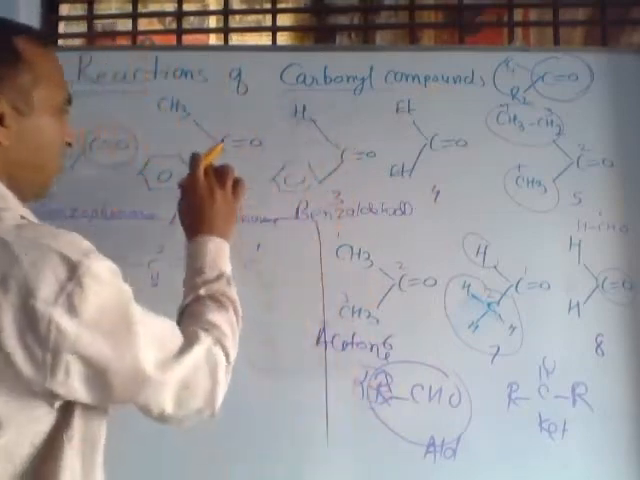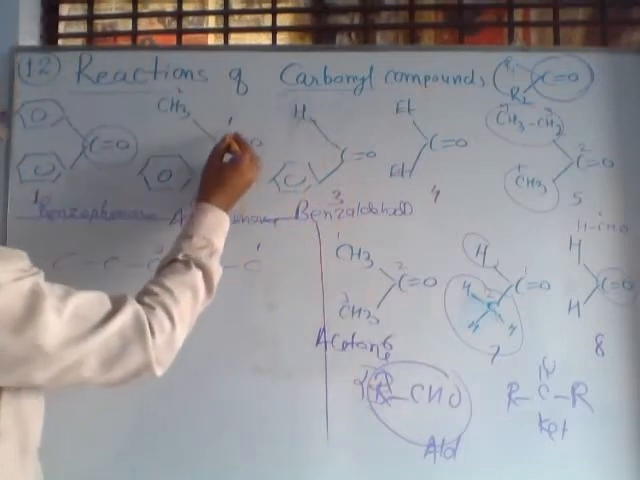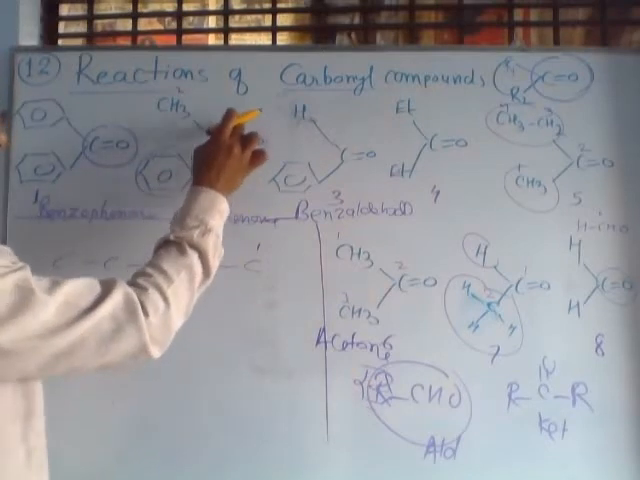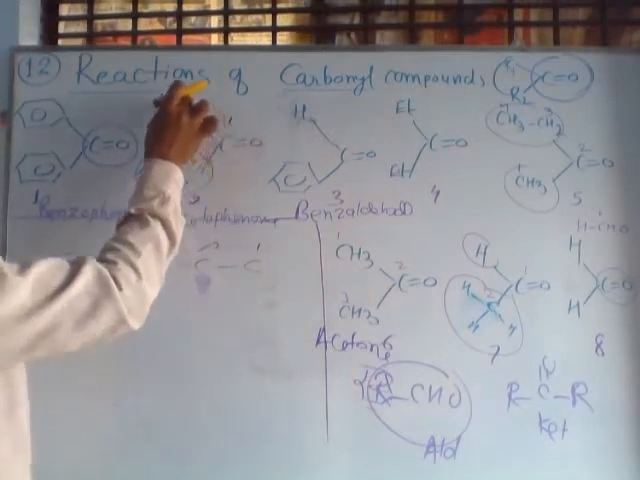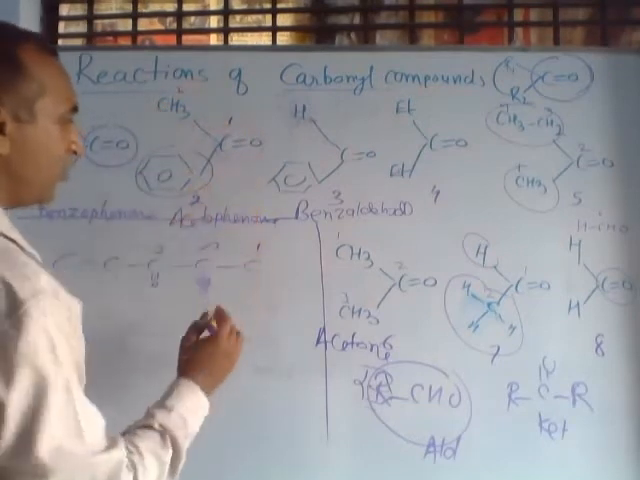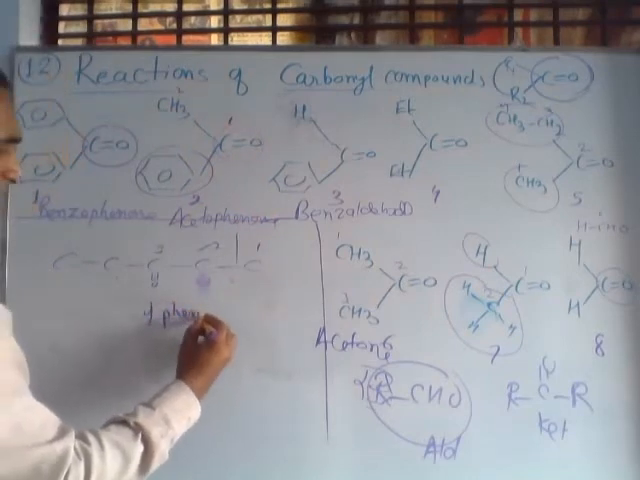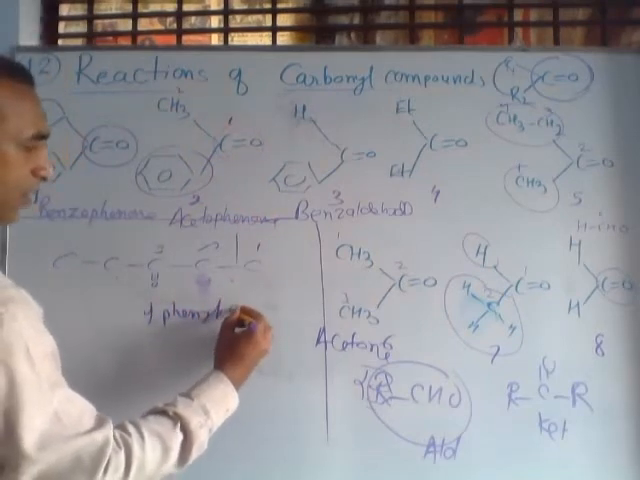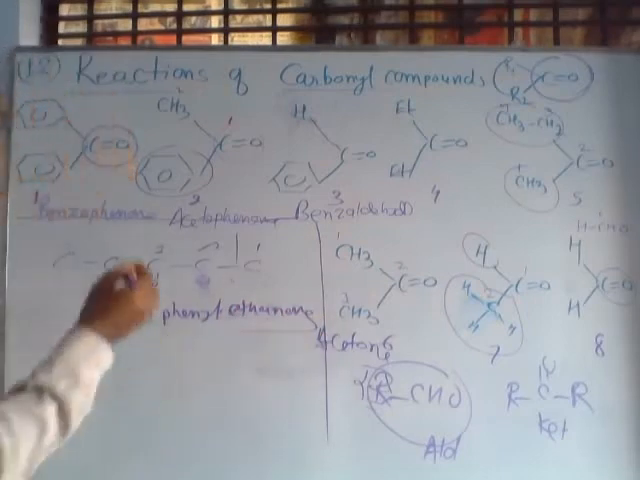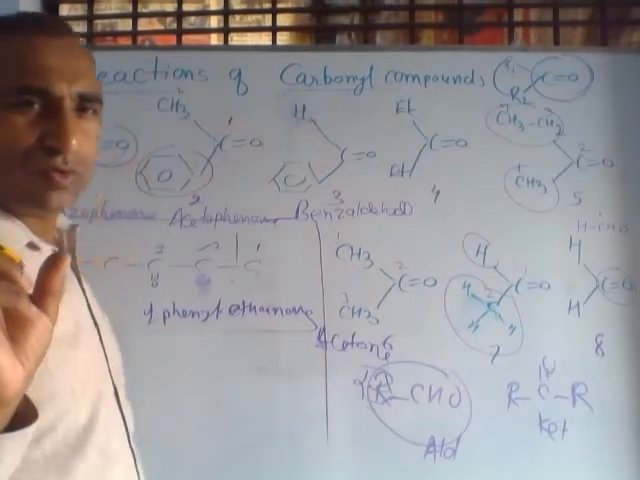Now the simple name. In this compound, numbering here is 1 and 2. So this is called 1-phenyl. On the first carbon this is the ring. So 1-phenyl, 2 carbons called ethane, and the last is one. So acetophenone is also called 1-phenylethanone.